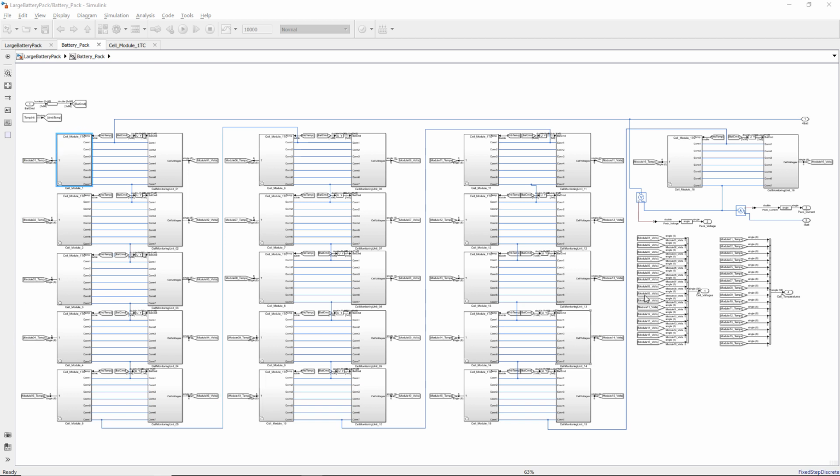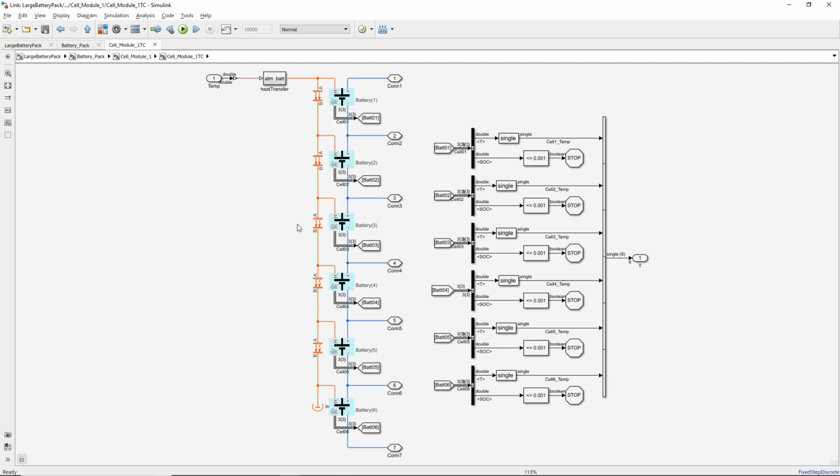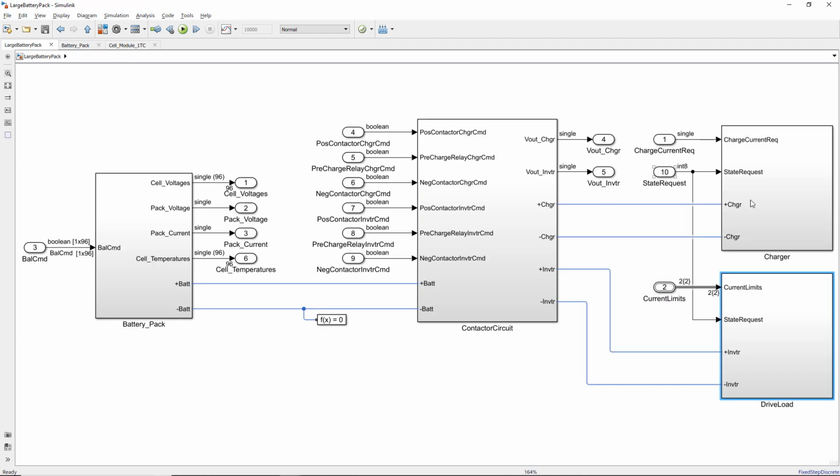Here, we have a battery model with 16 cell modules, each with 6 cells connected in series, making it total 96 cells connected in series. Each battery cell block models electrical and thermal behavior. We use control current source to charge and discharge battery pack. And finally, individual cell voltages, temperature, pack current, and pack voltages is measured and sent to BMS controller.